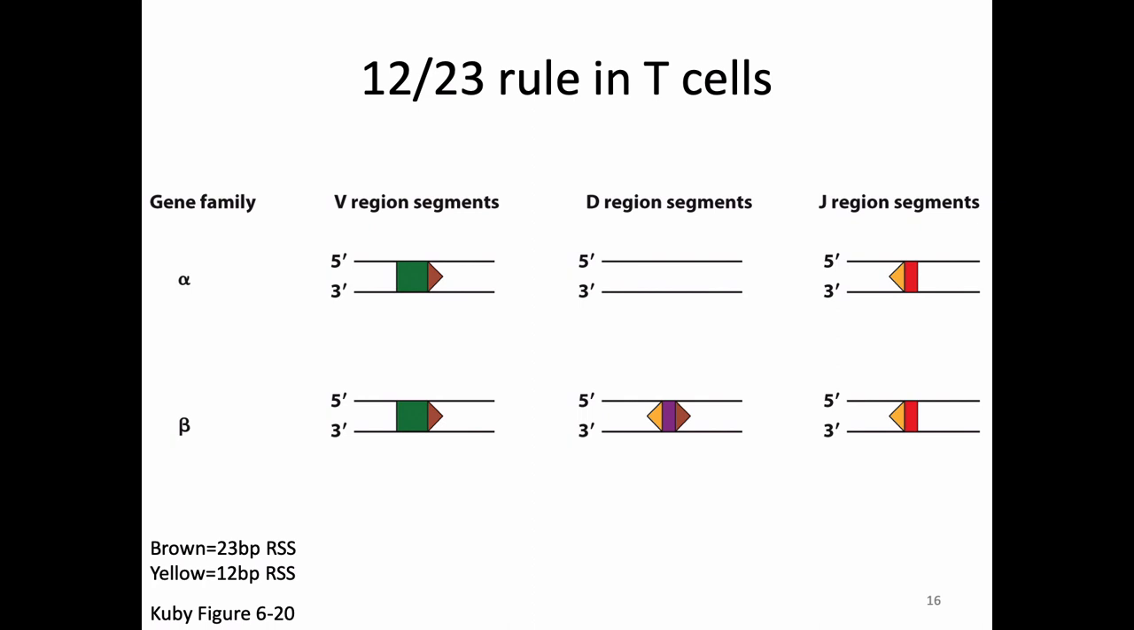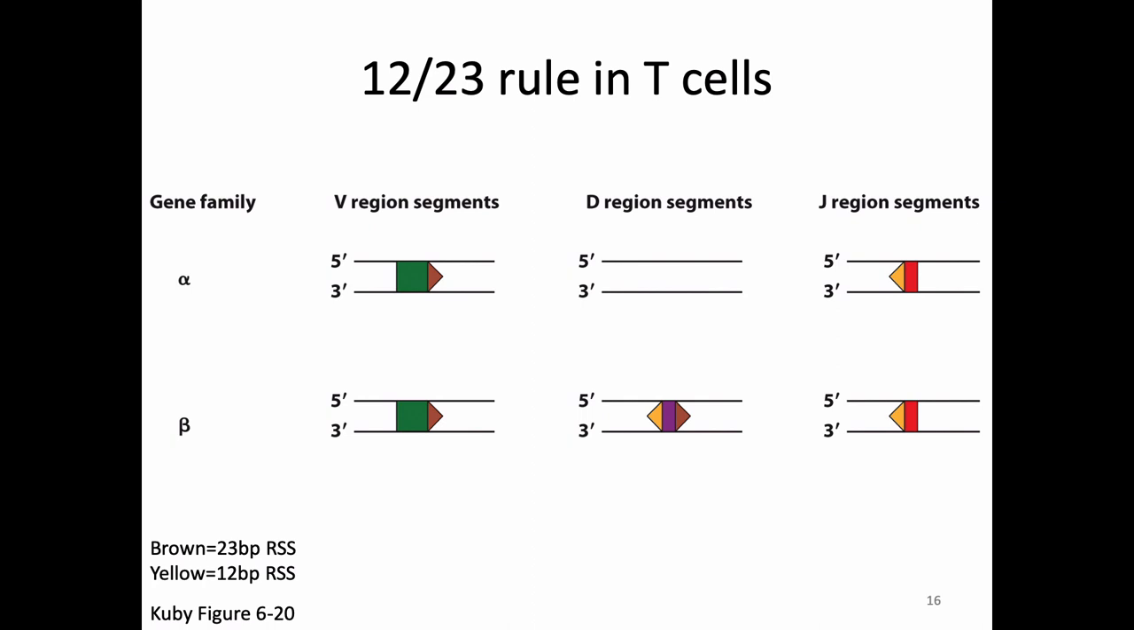Yeah. So the other thing that can happen in the case of T cells is you can actually have a D join with a D. So you could put this D with this D. That's called a DD fusion. And in fact, DD fusions do happen in T cells. So T cells do have this additional thing that they can do that will allow them to get even more diversity, which is DD fusions. And this is all based on the 12/23 rule and the setup of RSSs.